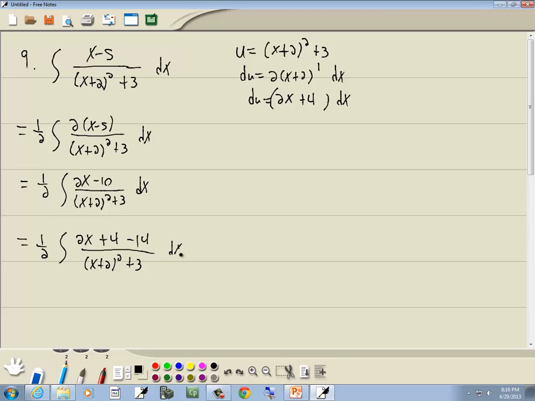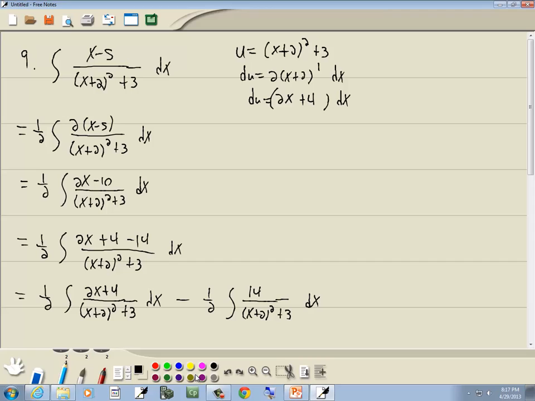Now notice what I have up on top now. I have my 2x plus 4. If I were to go backwards, 4 minus 14 gives you your negative 10. So I haven't changed its value at all. I just changed the way it looks. So I got our 2x plus 4. So now I want to split this into separate integrals. And I got to leave the 1/2 out in front of each one. So this one will be 2x plus 4 over x plus 2 squared plus 3 dx minus 1/2 the integral of 14 over x plus 2 squared plus 3 dx.